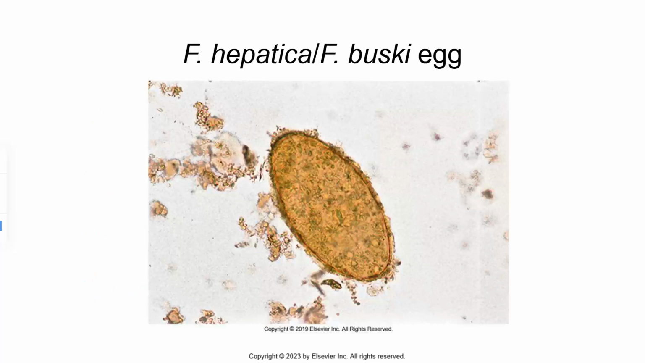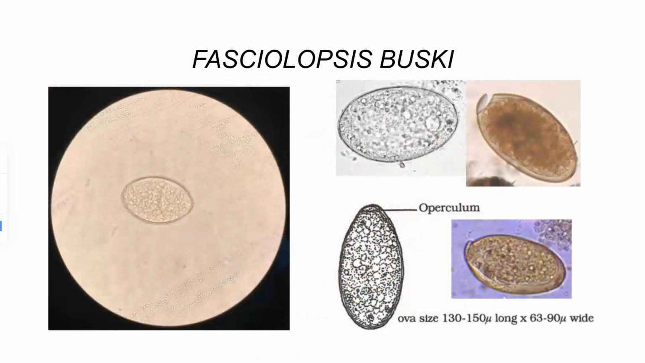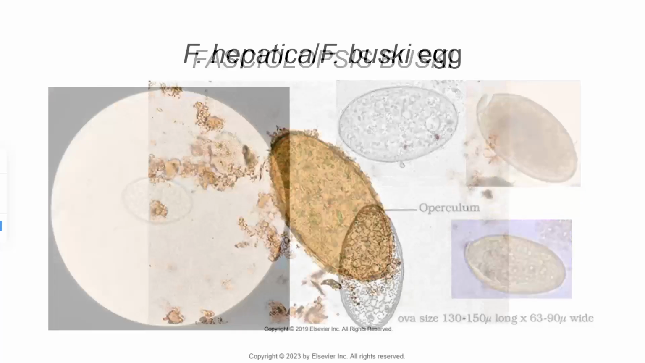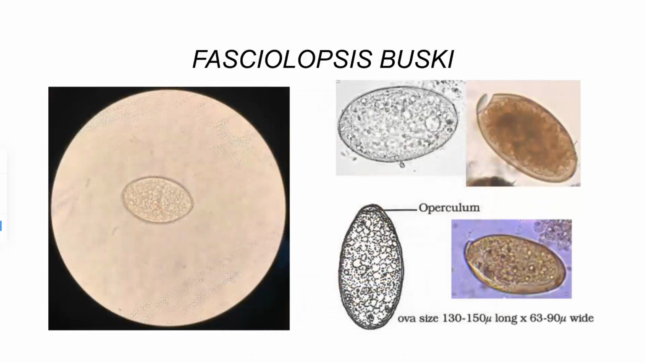And this is a picture of the egg. And these eggs are indistinguishable, so Fasciolopsis buski and Fasciola hepatica are going to look pretty identical.